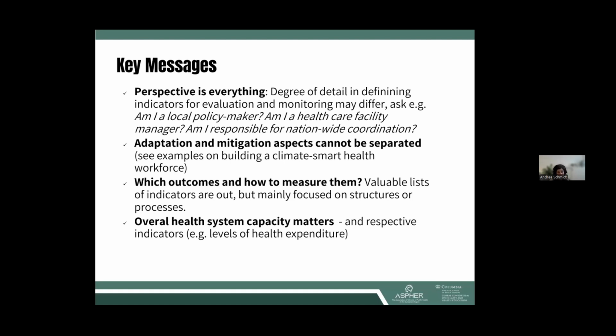And then finally, as a reminder, the overall health system capacity matters. How much staff do we have? How is the job quality? Which financing is available overall within the system to finance health systems? And that also determines our climate resilience capacity. And so the overall indicators should also be taken into account.